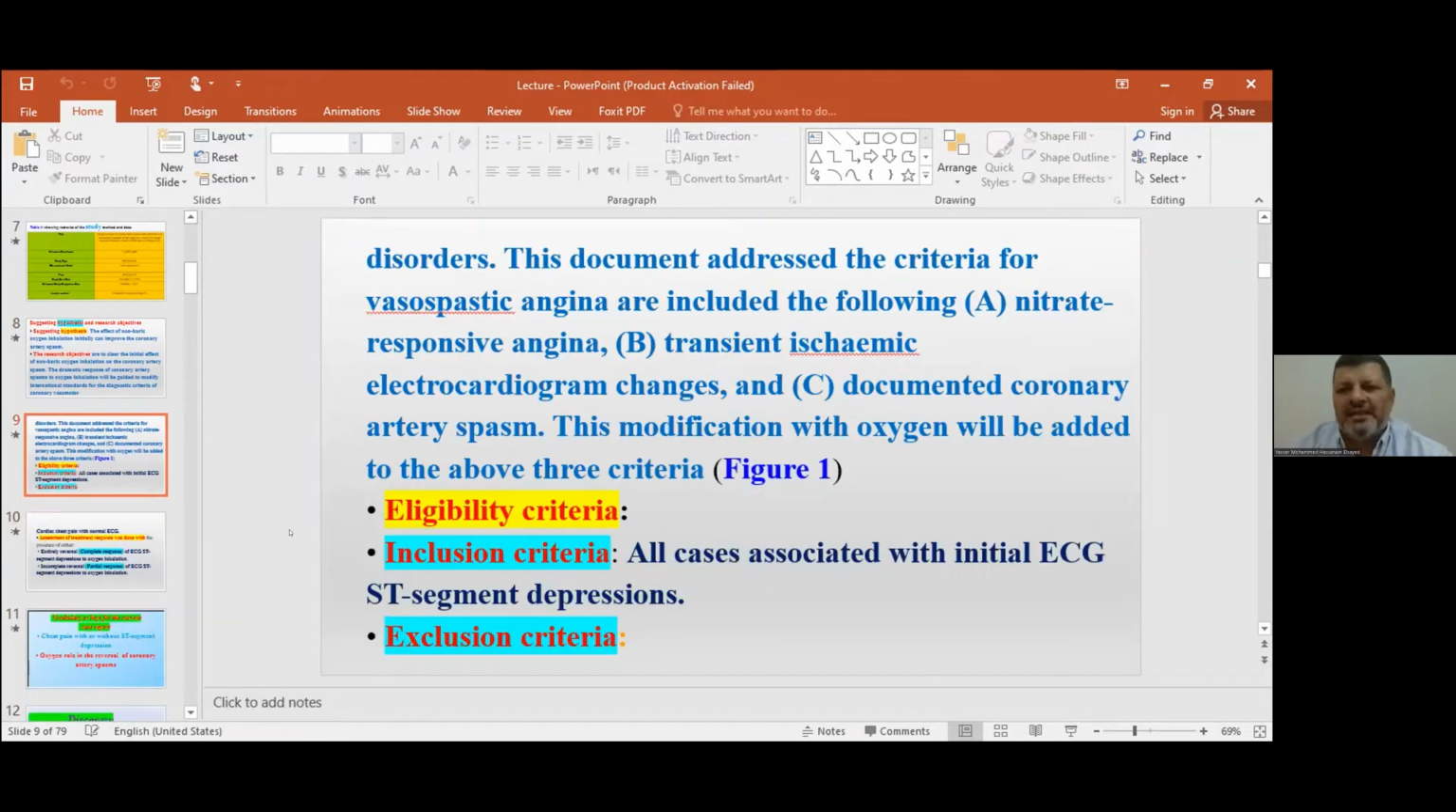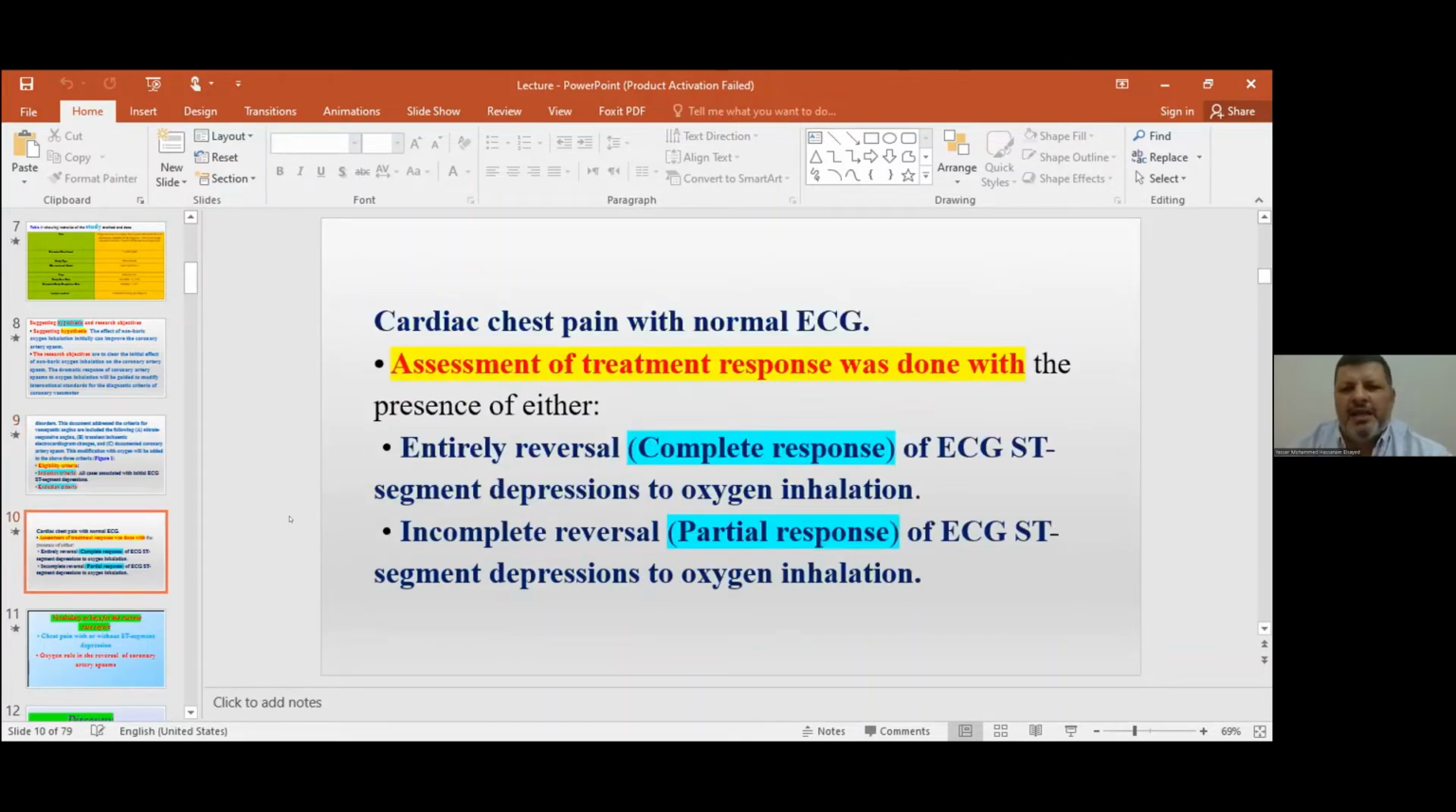These documents address criteria for vasomotor vasospastic angina, which include the following: nitrate-responsive angina, transient ischemic electrocardiographic changes, documented coronary artery spasms. This modification with oxygen will be added to the above three criteria. Eligibility criterion: all cases associated with initial ST segment depressions. Exclusion criterion: cardiac chest pain with normal ECG. Assessment of treatment response was done by the presence of ECG changes that were entirely reversible, named complete response of ECG ST segment depressions to oxygen inhalation, or incomplete reversal, or partial response of ECG ST segment depressions to oxygen inhalation.